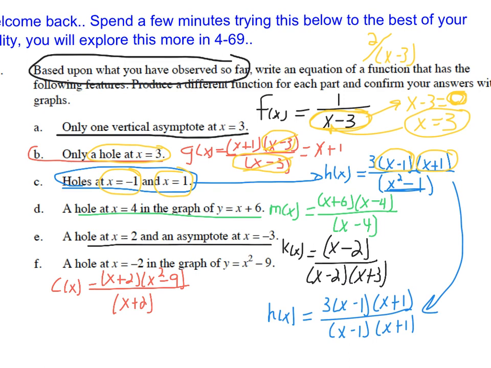In part E, I need a hole at x equaling 2 and an asymptote at x equaling negative 3. That means in my denominator, I need both an x minus 2 factor and an x plus 3 factor. The x minus 2 is going to create the hole, and the x plus 3 is going to create the asymptote. In my numerator, I just need a factor of x minus 2, so that will cancel with the x minus 2.